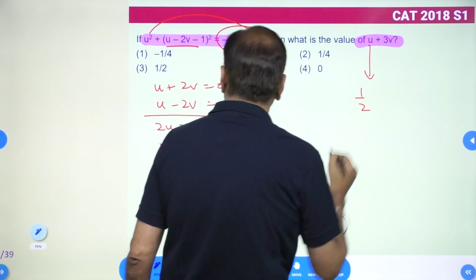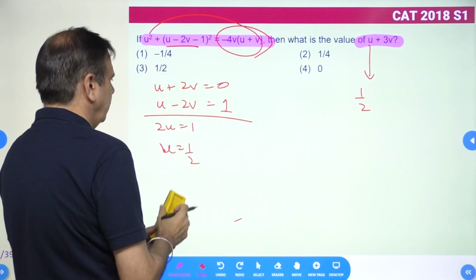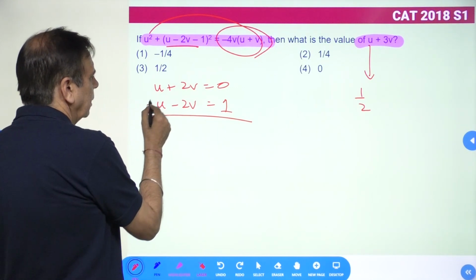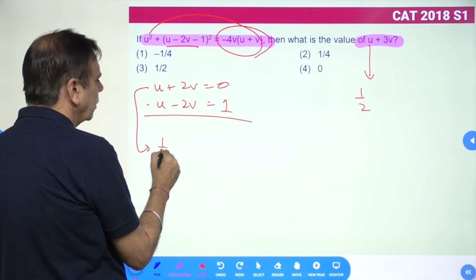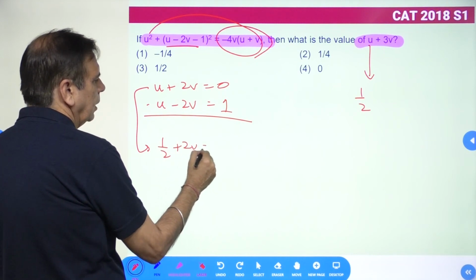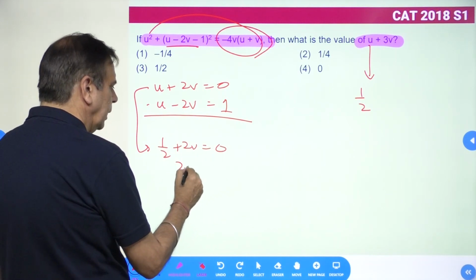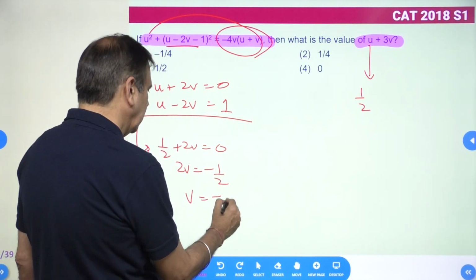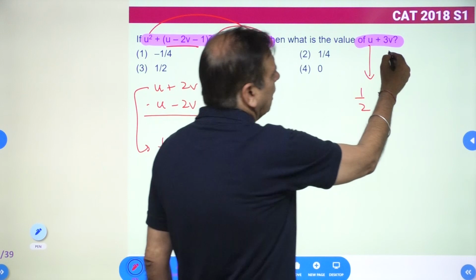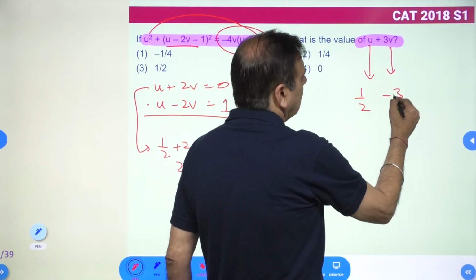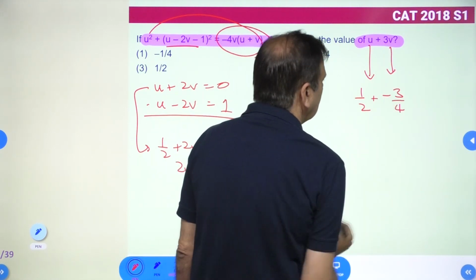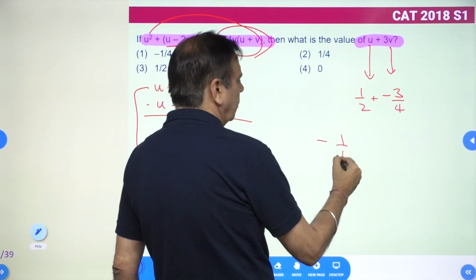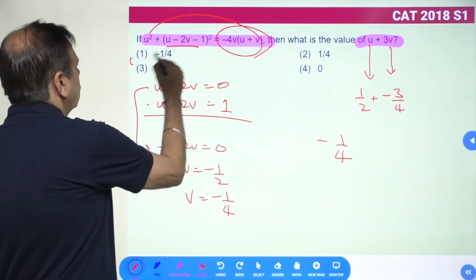We need the value of u plus 3v. U is half. Now what can we say about v? Let's look at this equation only. U is half plus 2v is equal to 0. So 2v equal to minus 1 by 2, or v equal to minus 1 by 4. So what is 3v? It will be minus 3 by 4. So what is u plus 3v? Half minus 3 by 4. That means minus 1 by 4 should be the answer, choice 1.